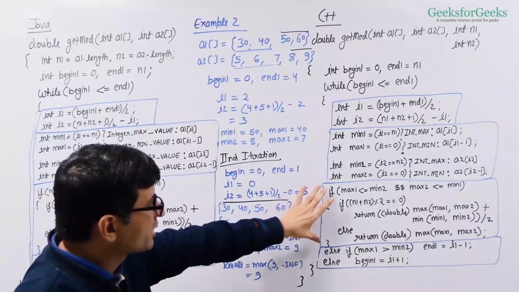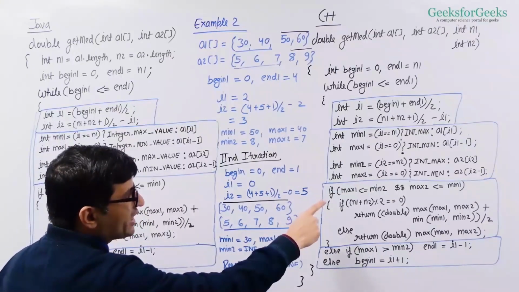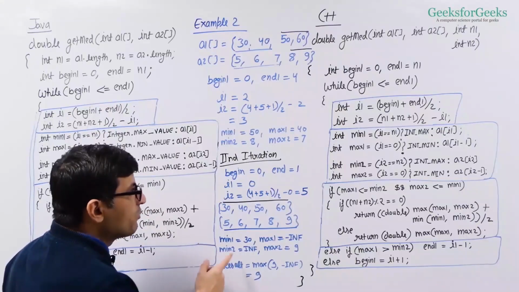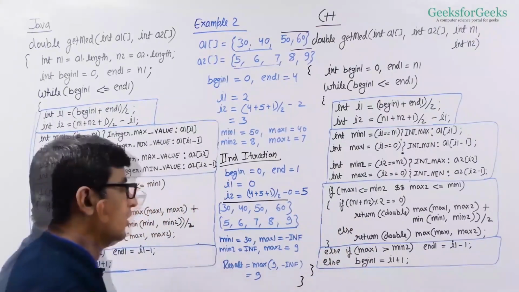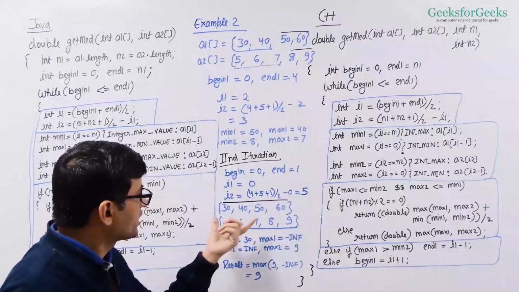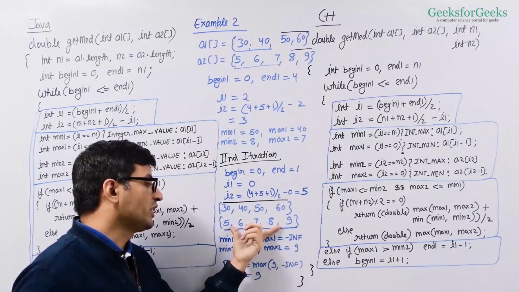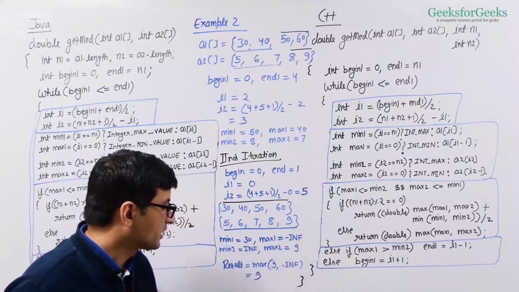And now we check for this condition. Have we reached the median? Let's compare these 2 values. Max 1 is smaller than or equal to min 2? Yes, it is. Min 1 is greater than or equal to max 2? Yes, it is. So we have found the median. We have reached the median. And you can notice that all the elements in the right side are greater than all the elements in the left side. And you've reached the median, right? This code also tells us the same thing.